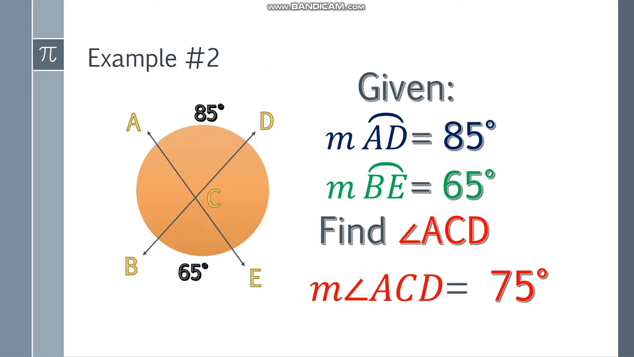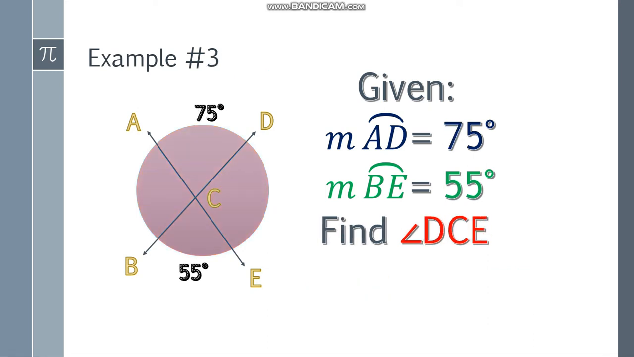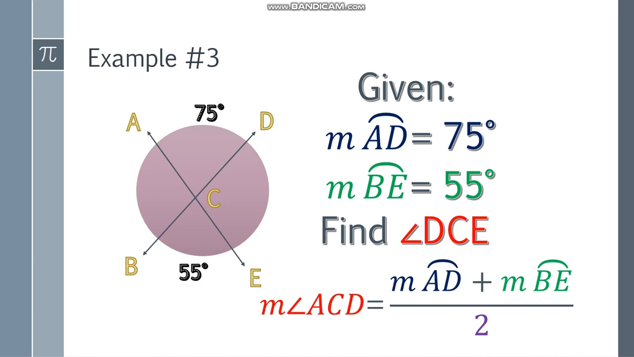Next example, number 3. What if we have this kind of example? We have a given measure of arc AD is 75 degrees, and the measure of the other arc, which is BE, is 55 degrees. However, we are asked to find the measure of angle DCE. How are we going to do that? So let's find the measure of angle ACD first, and so we will find out the measure of DCE.